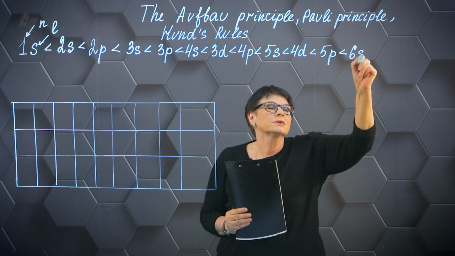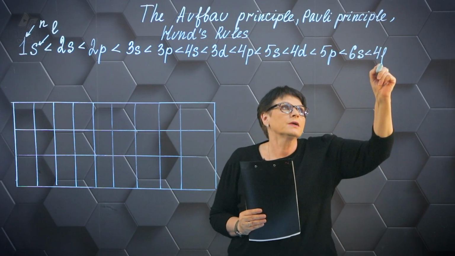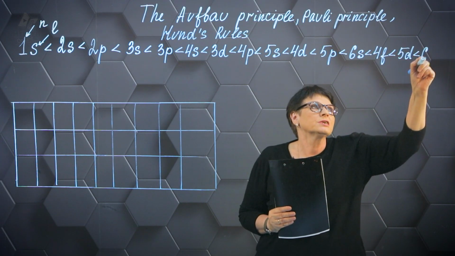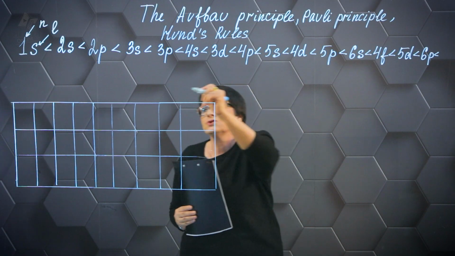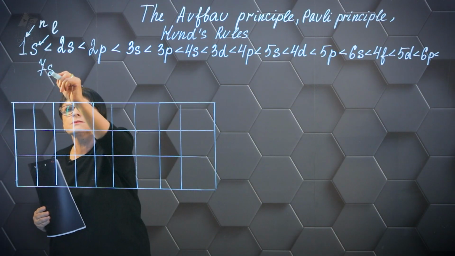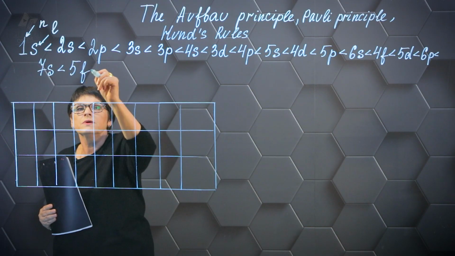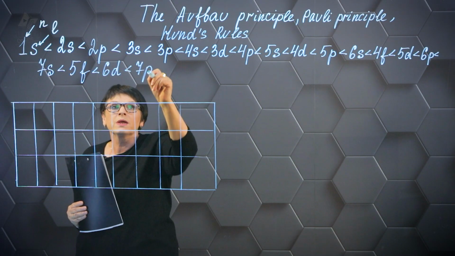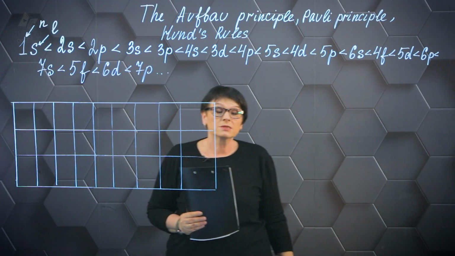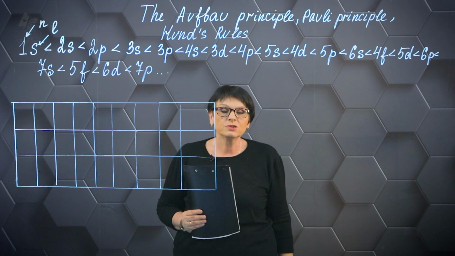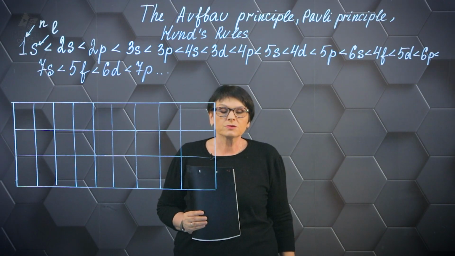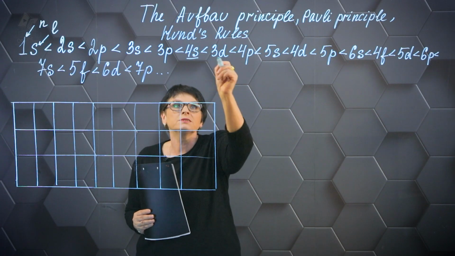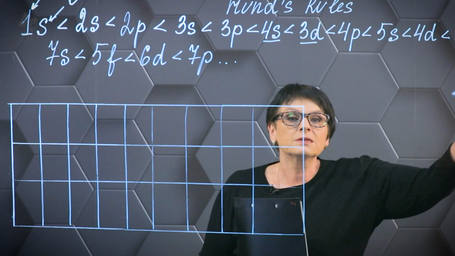Next goes 6s, 4f, then 5d, 6p. The next one goes 7s, 5f, followed by 6d, and 7p. What I have written down is actually a summary of the periodic system from the 1st to the 7th period. But the question arises, why does the filling go this way? Well, for example, why do the 4s go before the 3d, and so on?